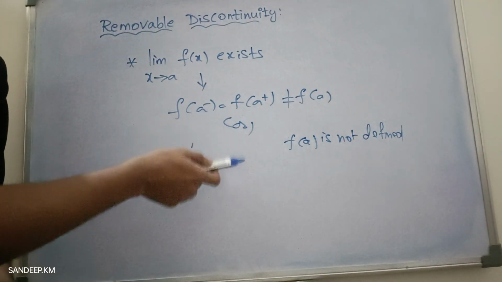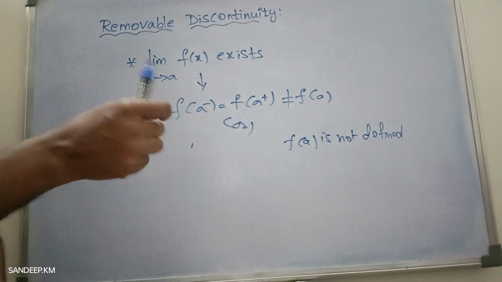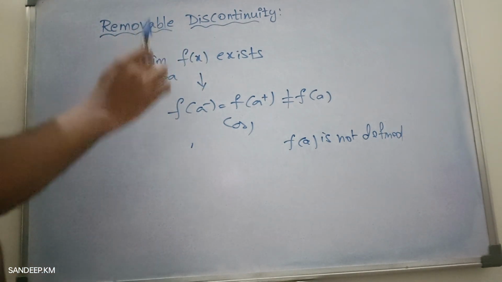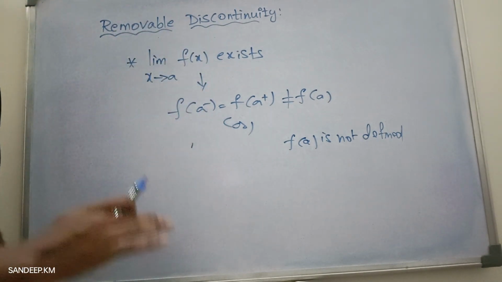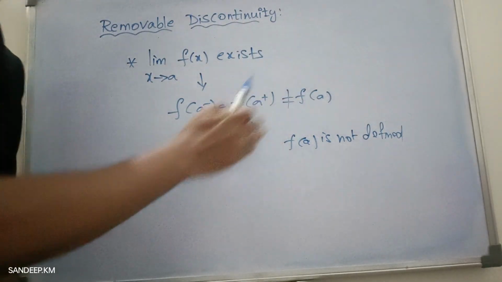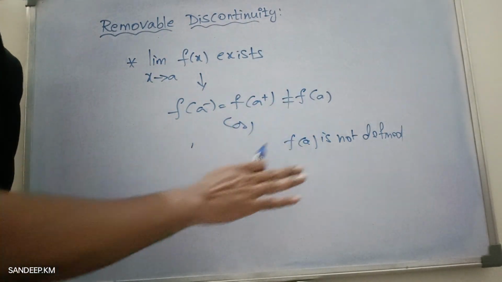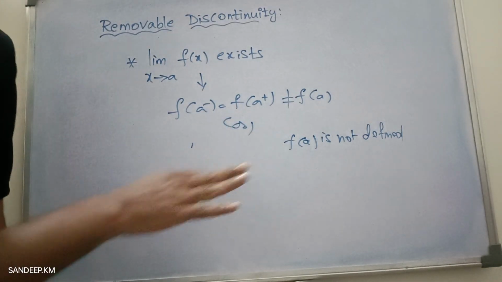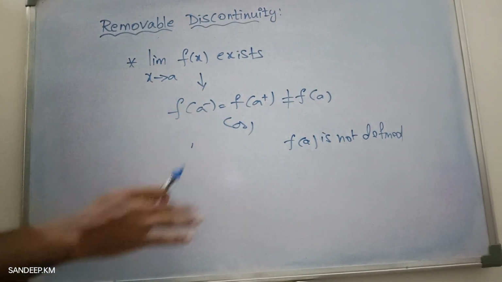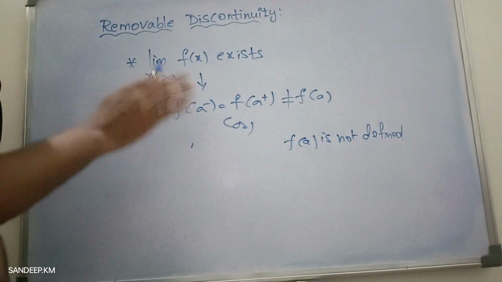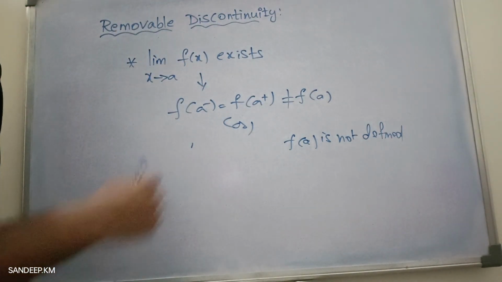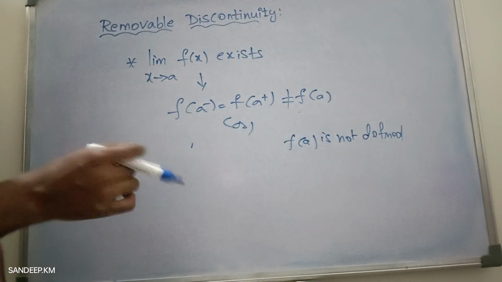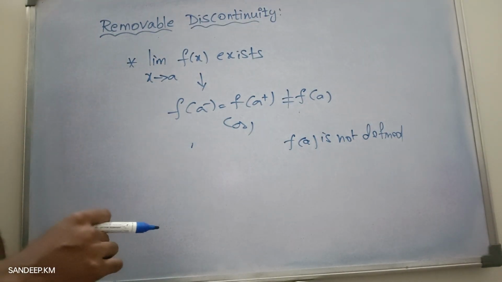We will discuss those two possibilities separately, but what you should remember is that in removable discontinuity, the limit of the function exists, but it is either not equal to f of a, or f of a itself will not be defined. These two will be equal, but f of a will not be defined. Remember this: in removable discontinuity, the limit of the function exists, but either this will happen or this will happen. Now let us clearly discuss the two types of removable discontinuity.